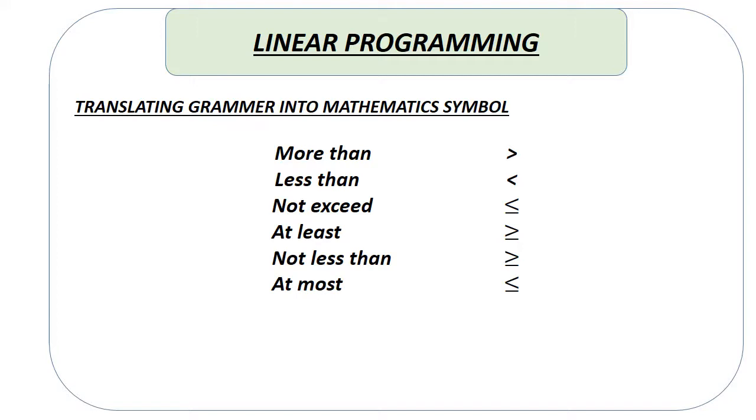At most means less or equal to. If I say the number of tomatoes should be at most 20, I mean the number of tomatoes should be less or equal to 20, or the greatest number of tomatoes we can have is 20. It shouldn't be above 20, but it should be 20 or less than 20. That's what at most means. It's the opposite of at least.